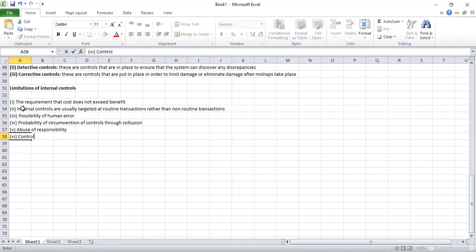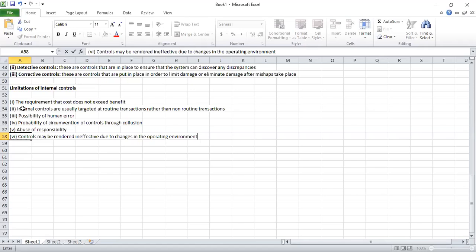Controls may be rendered ineffective due to changes in the operating environment. You might find that there are some organizations using a manual that was created in 1990. That manual is still being used now. New employees, when they come, will be given that manual. So then they will be using that manual.